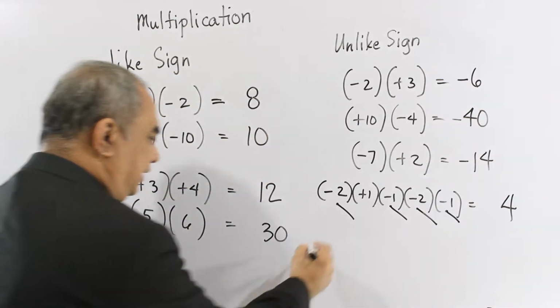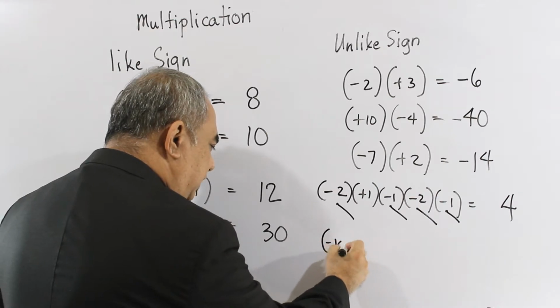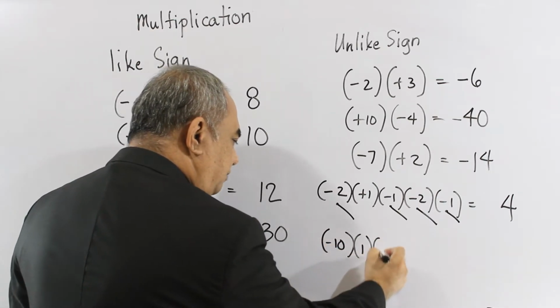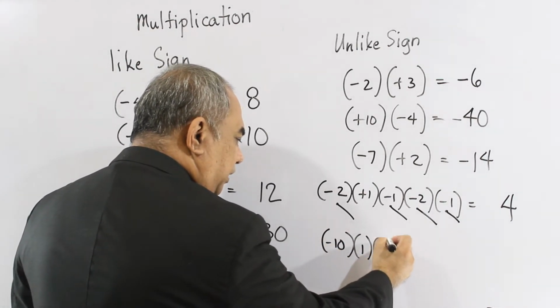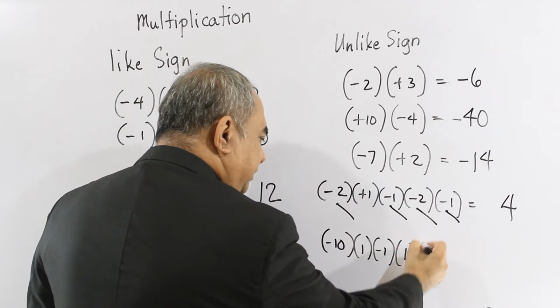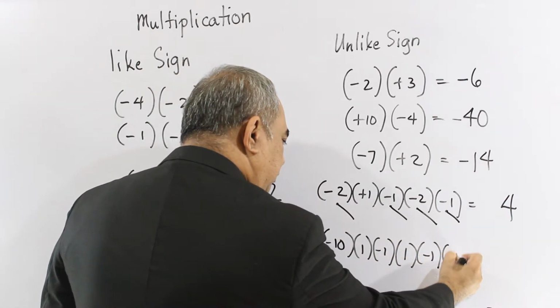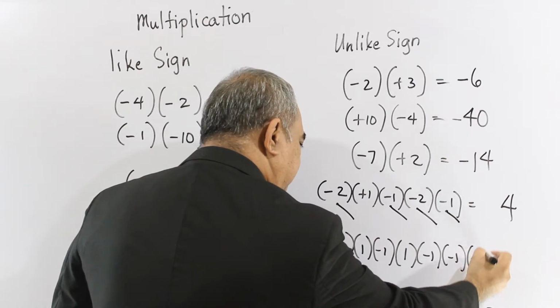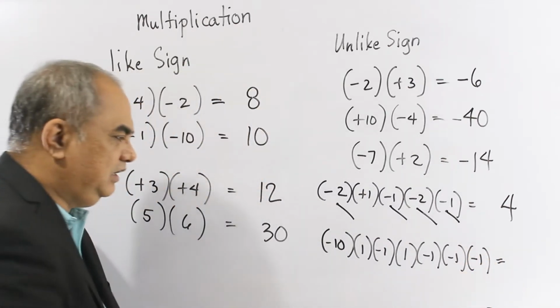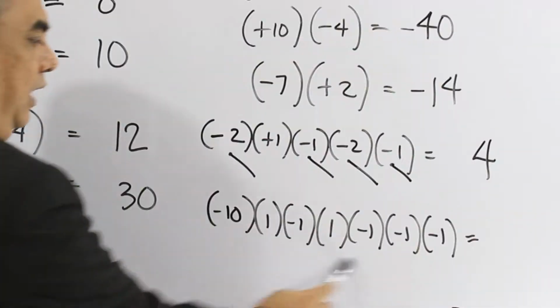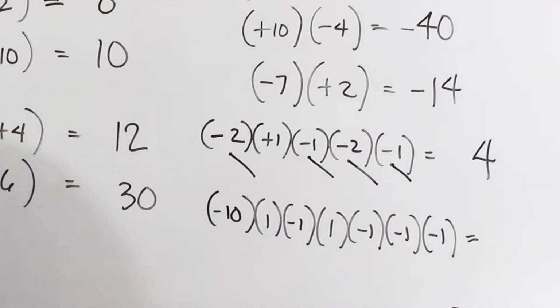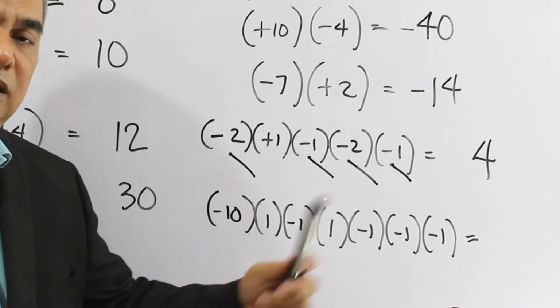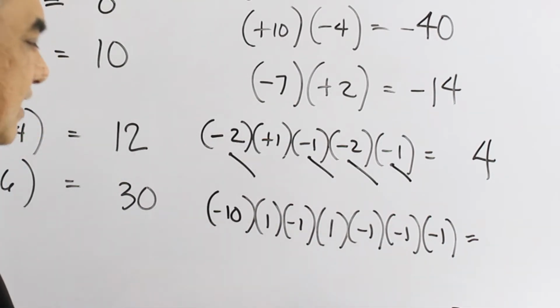Alright, let's have another one. What if we have negative 10, positive 1, negative 1, positive 1, negative 1, negative 1, and lastly, negative 1. Again, as you can see, we have so many factors like 1. We will not consider those as part of the product because they are only 1. Any number multiplied by 1 will give us the same number.